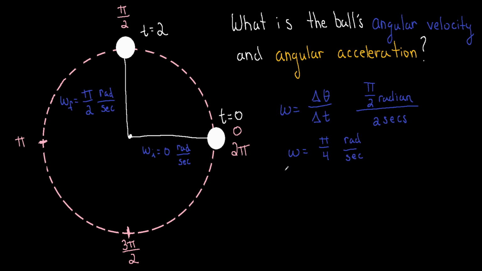Now you may be confused because this omega does not correspond to either our initial angular velocity nor our final angular velocity. And that is because this omega is our average omega, or our average angular velocity.